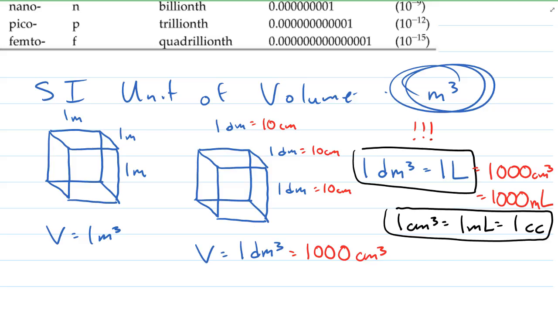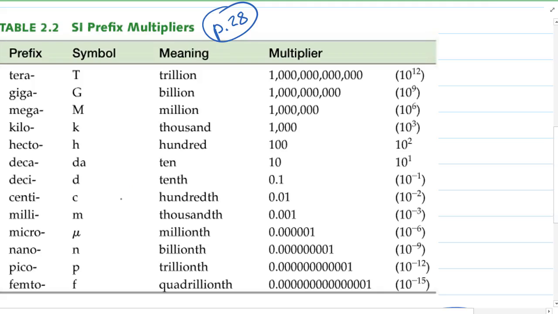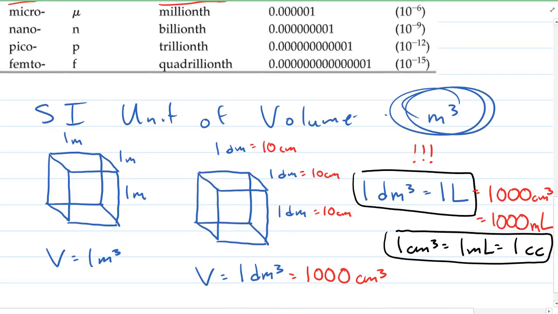And what's kind of interesting to note about this is that many times the cubic centimeters and the milliliters get mixed up with each other because, if we look at these metric prefixes, the prefix centi means 100th, the prefix milli means 1,000th. And it's kind of because what's happening here is we're mixing up some units.